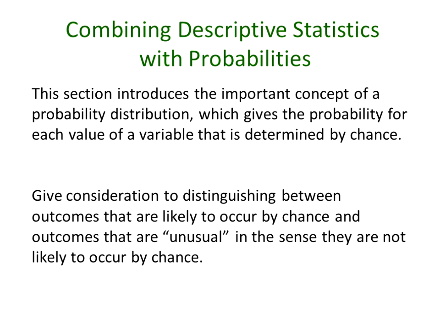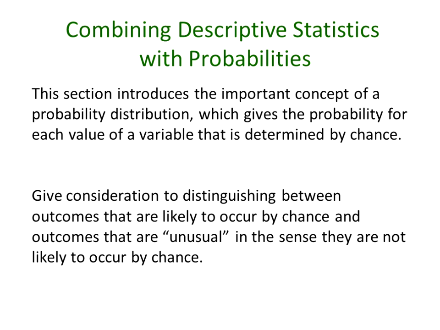So this section introduces the important concept of the probability distribution, which gives the probability for each value of a variable that is determined by chance. And that variable, I called it a discrete random variable. There have been some changes in the new editions. We give consideration to distinguishing between outcomes that are likely to occur by chance and outcomes that are unusual in the sense that they are not likely to occur by chance.